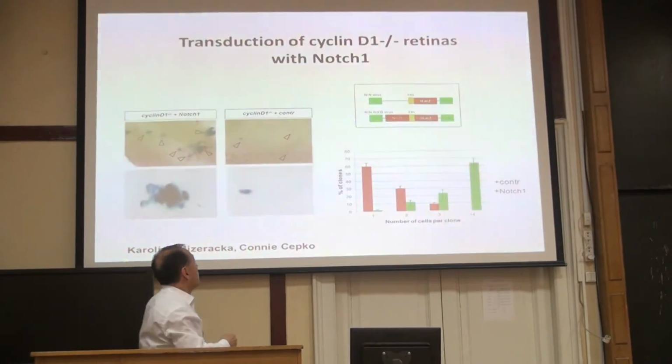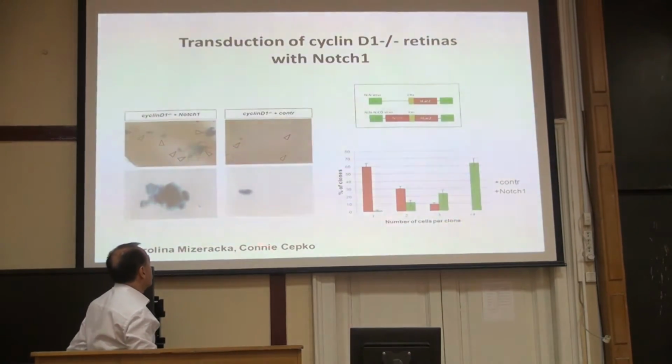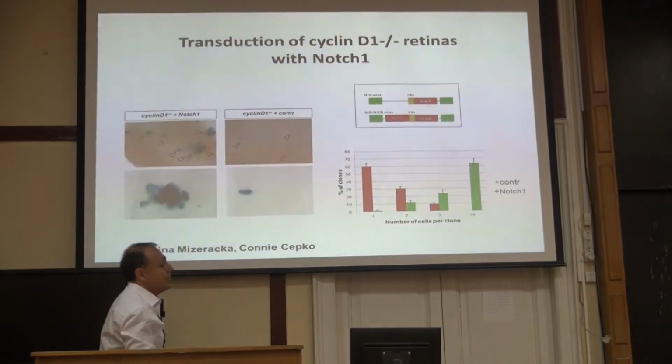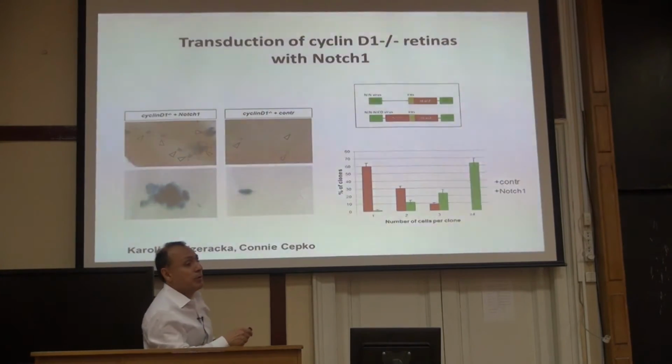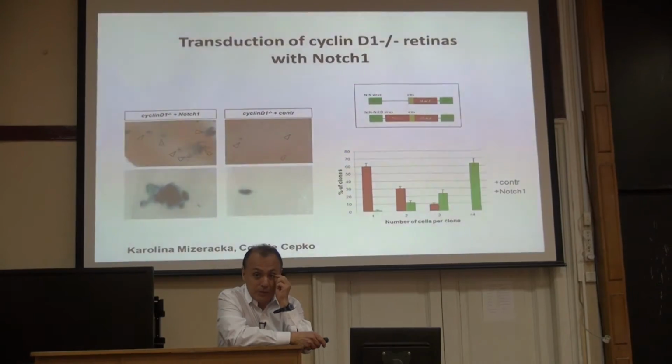So that's this experiment. It was done by an expert in the field, Connie Cepko, who is also in the Department of Genetics, and a student, Karolina Mizeracka. It's a very cool technique: they can inject virus directly into the eye of a mouse, and this virus, the way it's injected, will go to the retinal cells and infect the retinal cells.